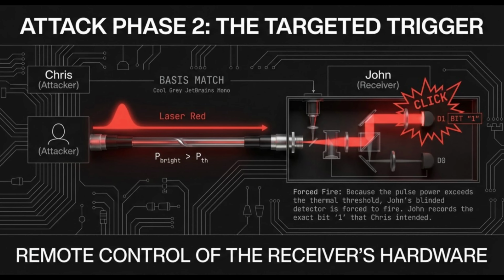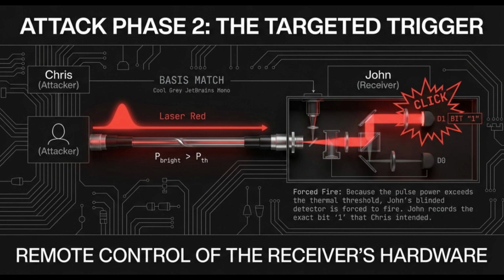We now move to the final stage of the exploit, Phase 2, the targeted trigger. This is where Chris exerts absolute remote control over John's hardware. Having intercepted Jennifer's original photon, Chris now knows the bit value. To pass this information to John without raising an alarm, Chris sends a tailored, high-power laser pulse.